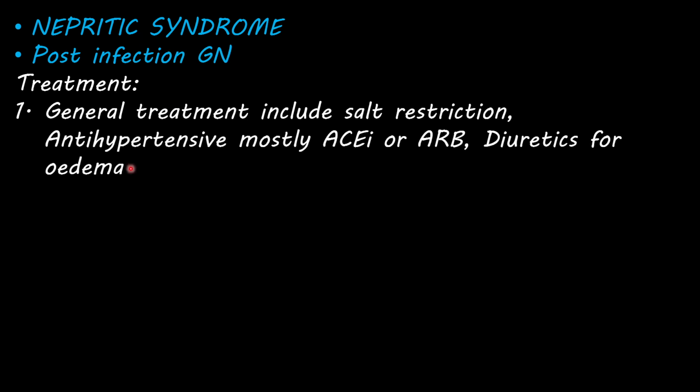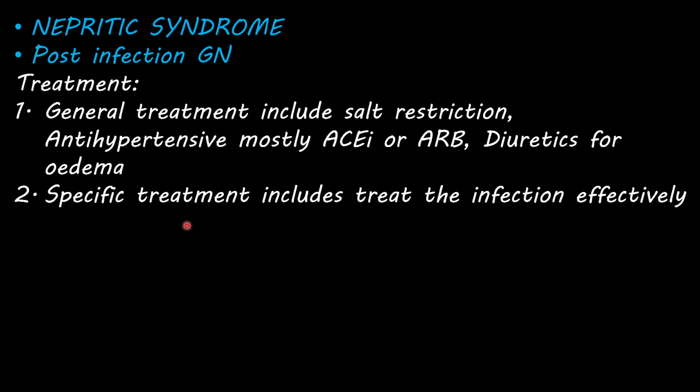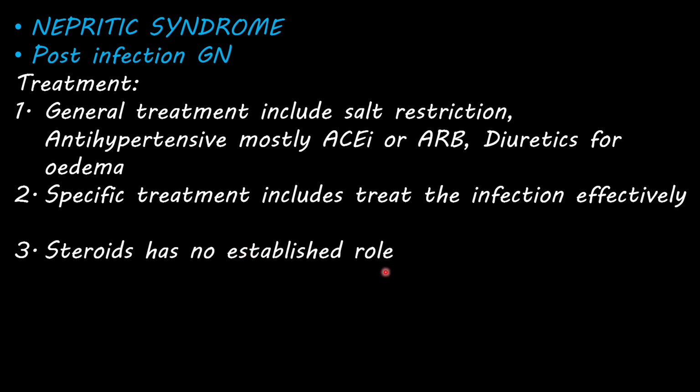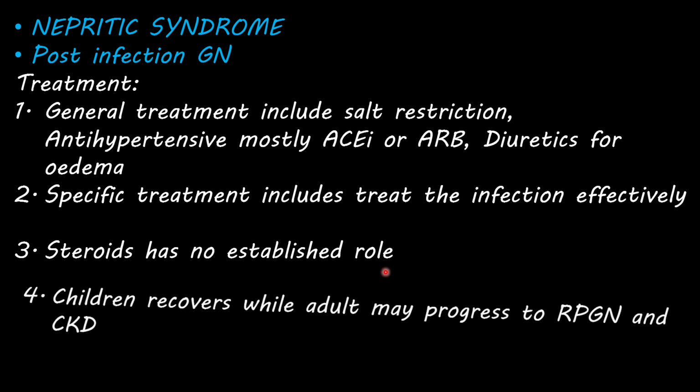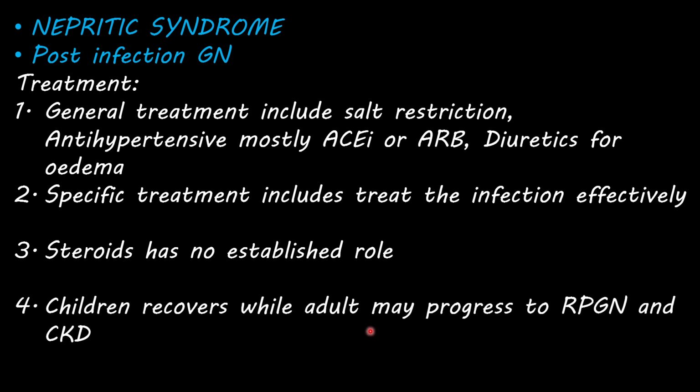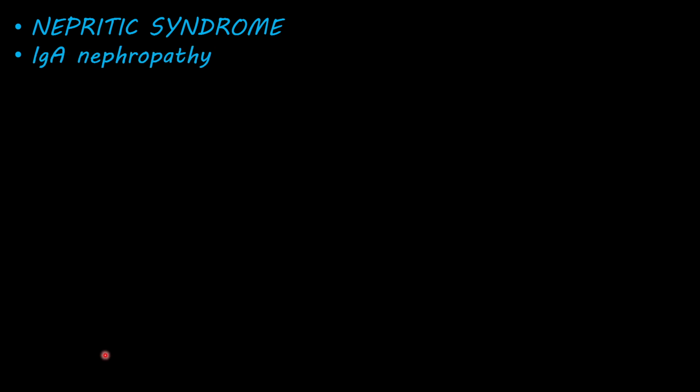Treatment: the general treatment of any kind of nephritic syndrome is salt restriction, antihypertensives, mostly ACE inhibitor or ARB, and diuretics for edema. Specific treatment includes treating the infection effectively. If there is pharyngitis, treat it effectively, and treat impetigo. Steroids have no established role, but are mostly given by nephrologists. Children recover, while adults may progress to rapidly progressive glomerulonephritis and CKD.